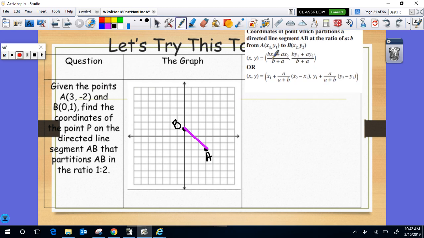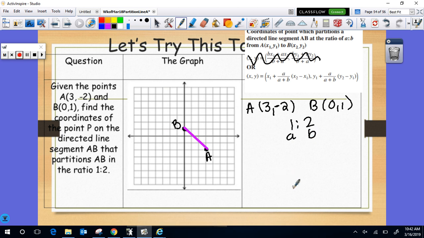Remember, don't use the first formula, use the second one. So to find the coordinates, I'm going to write A down as 3, -2, B as 0 and 1, and 1, 2 is my ratio, so this is A and this is little a and little b.